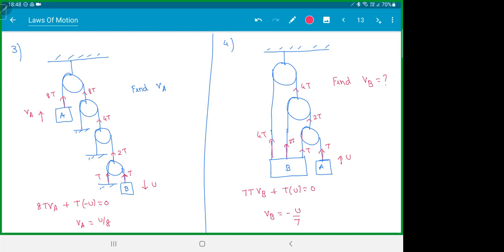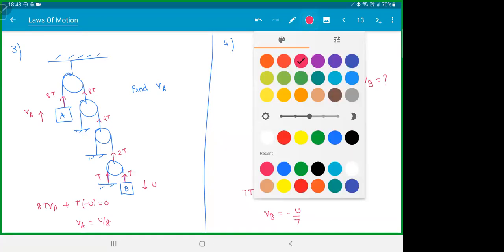Understood? You have to take the total tension acting on B. So there are 7 times the tension there. Yes, you need to add all the tensions. This is what I was saying. You couldn't have done this with method 1. It would have been a mess.